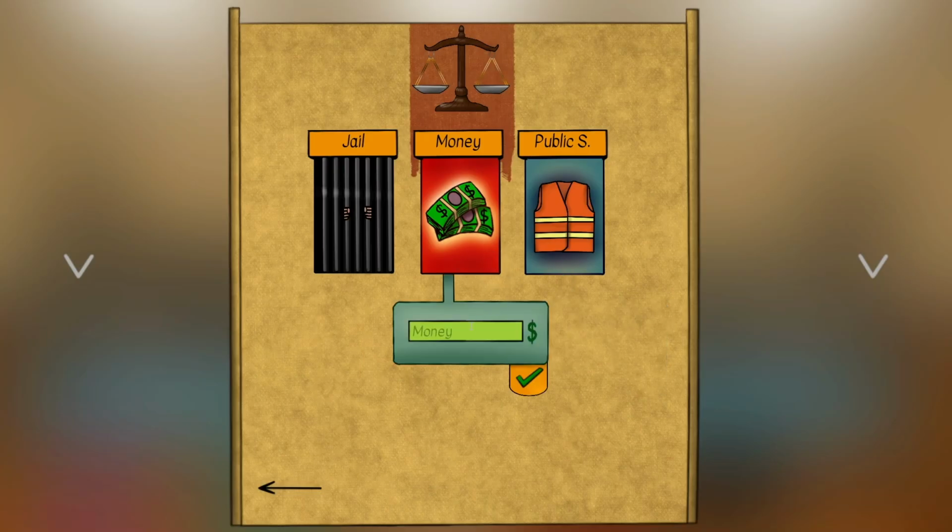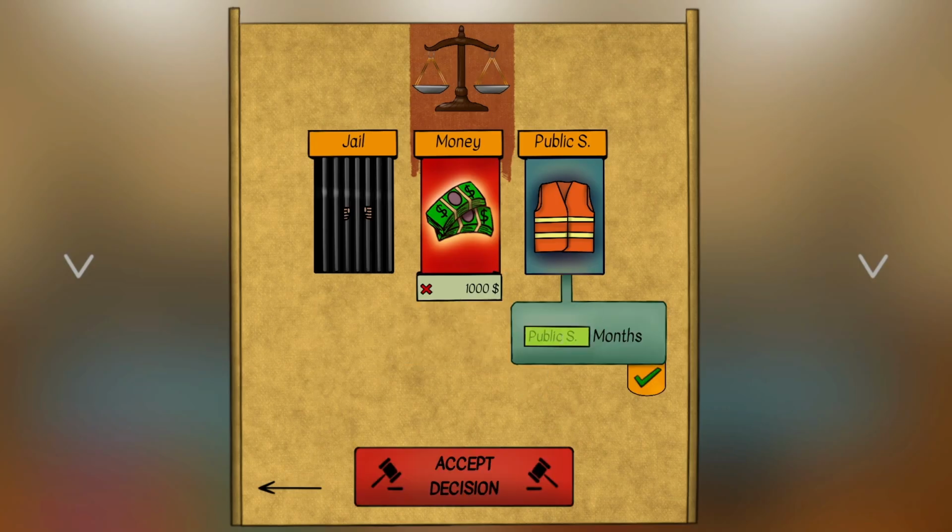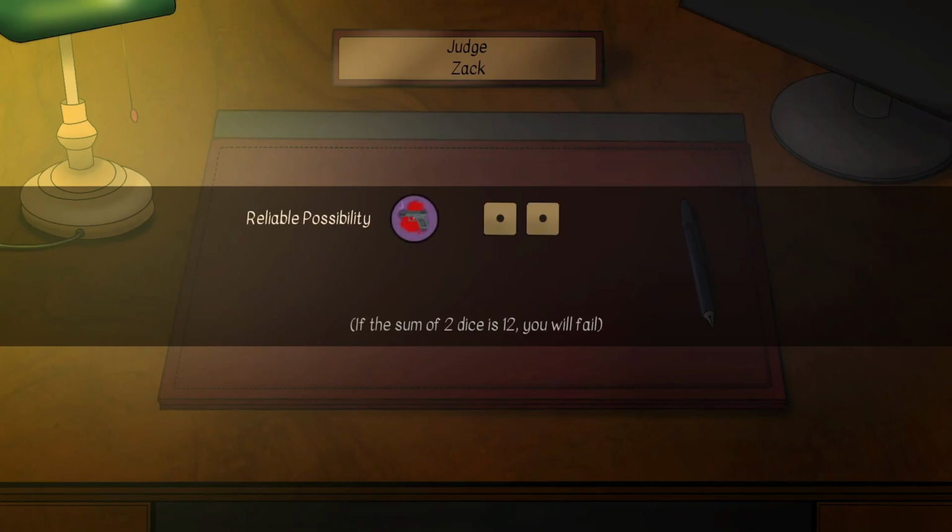We will give him his $1,000 fine and his 6 months service. I'm going to accept that decision because that is what the rule book says.